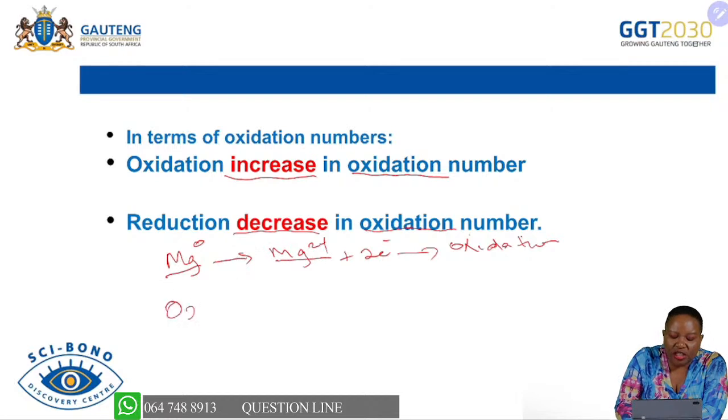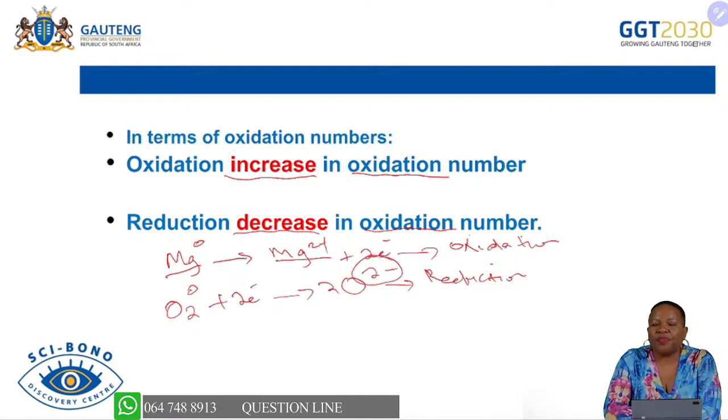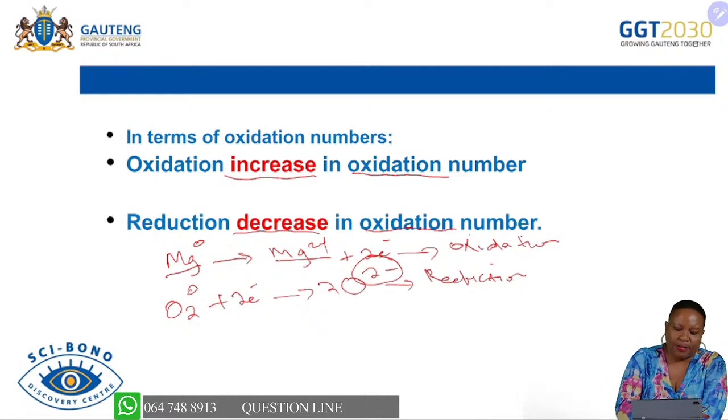If I have oxygen that gains electrons and gives me O2-, I already know that this is reduction. Why am I saying it's reduction? Because oxygen moved from an oxidation number of 0 to -2, which shows a decrease in oxidation number. So to see whether a species has lost or gained electrons, you start from the reactant side and read the reaction to the product side. That's where you'll see whether the oxidation number has increased or decreased, and draw a conclusion about whether it was reduction or oxidation.